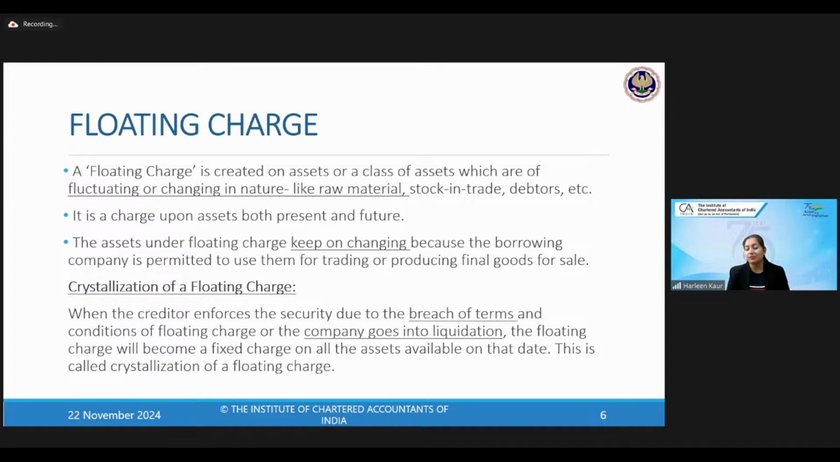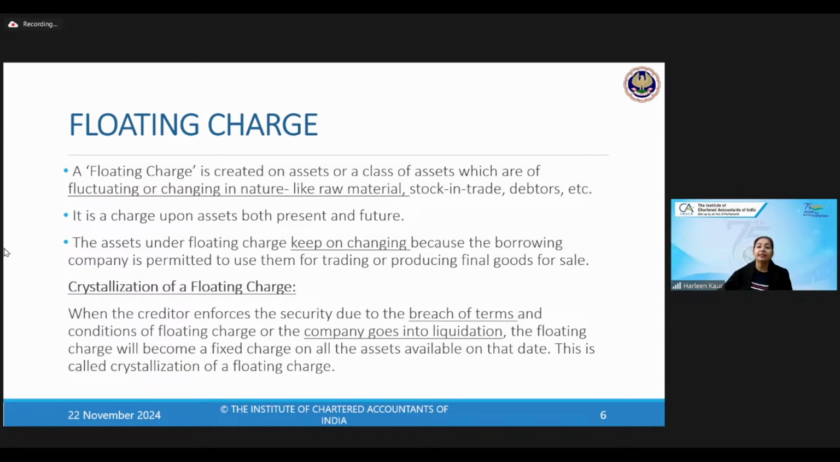This is not the case in floating charge, because in floating charge you are permitted to use or trade the goods. Trade means you can sell them. It is my headache to repay the loan. I can sell my goods. The charge will not pass on to the customer who is buying the goods from me. But in fixed charge, you cannot sell the goods. You can only use them. In floating charge, you can use the goods, you can sell them, you can convert them into final goods. The duty to repay the loan remains on your head.